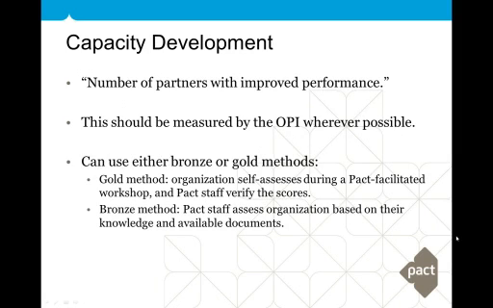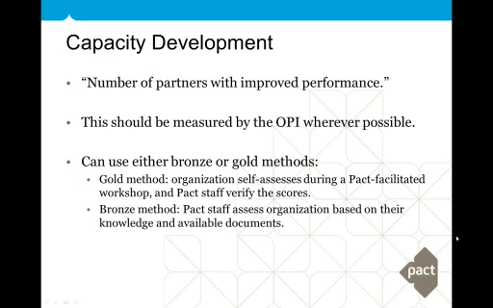The Capacity Development Indicator, number of partners with improved performance. By now, everyone should know that the way that we ideally want this measured is by the Organizational Performance Index, or the OPI. It was really great last year to see projects taking initiative, without necessarily having had capacity development staff go down and support them in training how to use the tool, using especially the bronze method, in some cases also the gold method, to assess their partners.